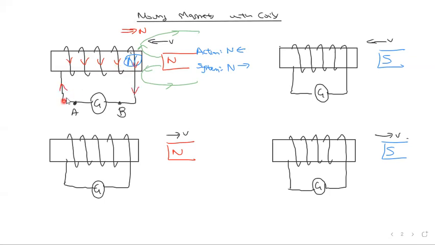So that means when you move the North Pole here towards the left, your system, or this coil, will try to repel that to resist the change. The only way to get a North Pole over here means that, by Lenz's law, the current will flow this way.